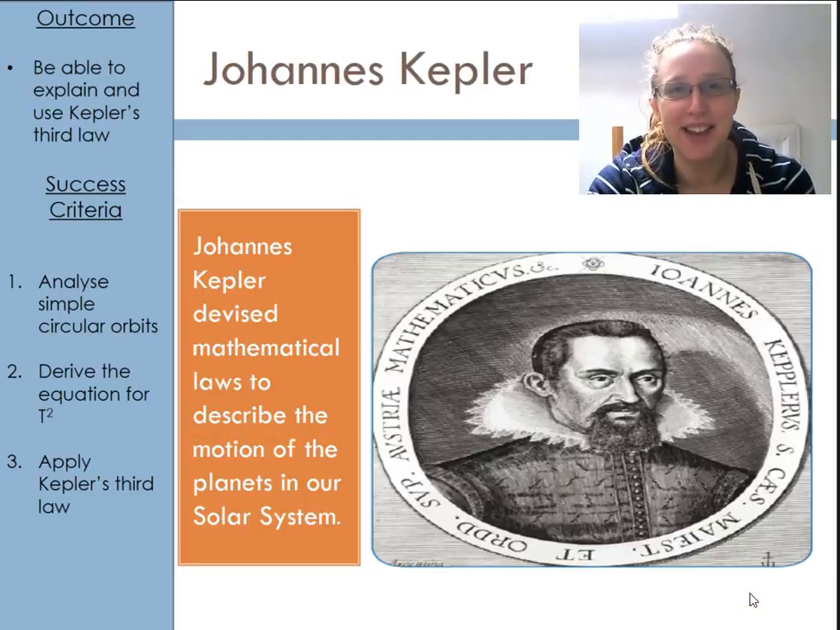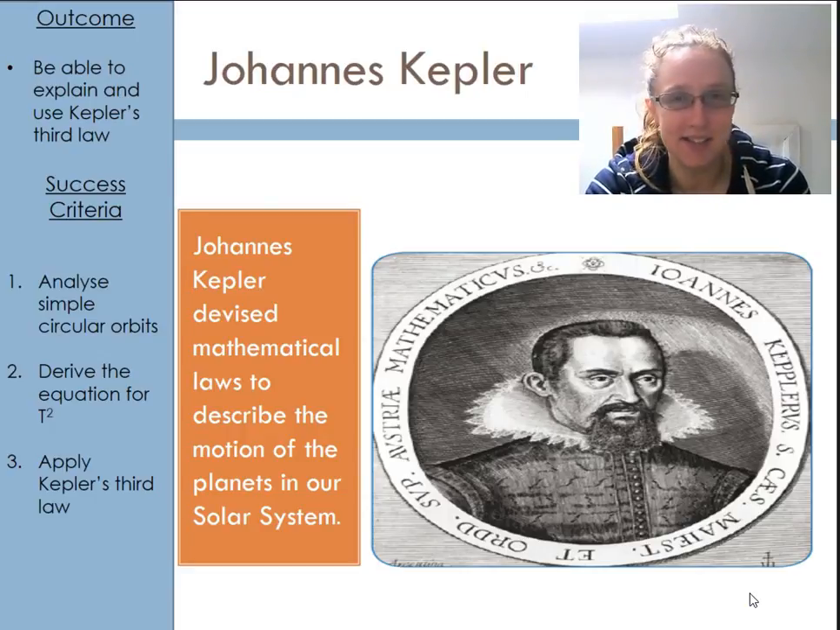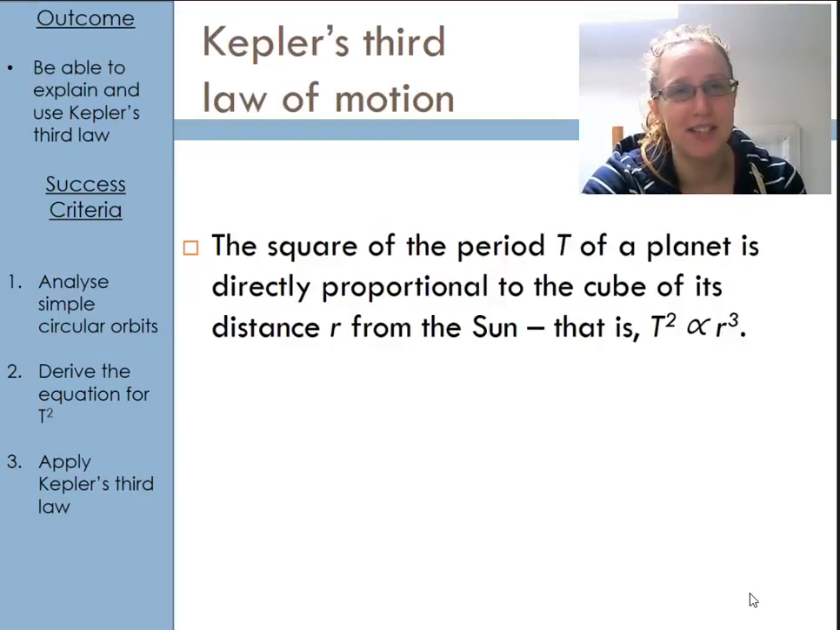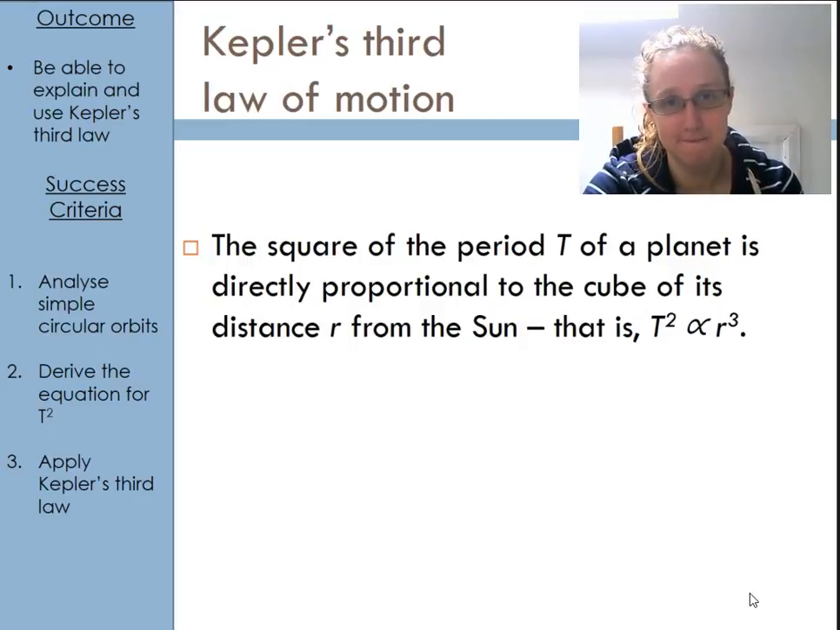Now, the scientist we have to thank for the next law you're going to have to memorise is Johannes Kepler. And he did loads of work on the motion of the planets and describing their mathematical motion. And he's got quite a few laws. At the moment, we're interested in Kepler's third law of motion. Kepler's third law says that the square of the period of a planet is directly proportional to the cube of its distance from the sun. So basically T squared is proportional to r cubed. So the time period squared is proportional to the distance away cubed.